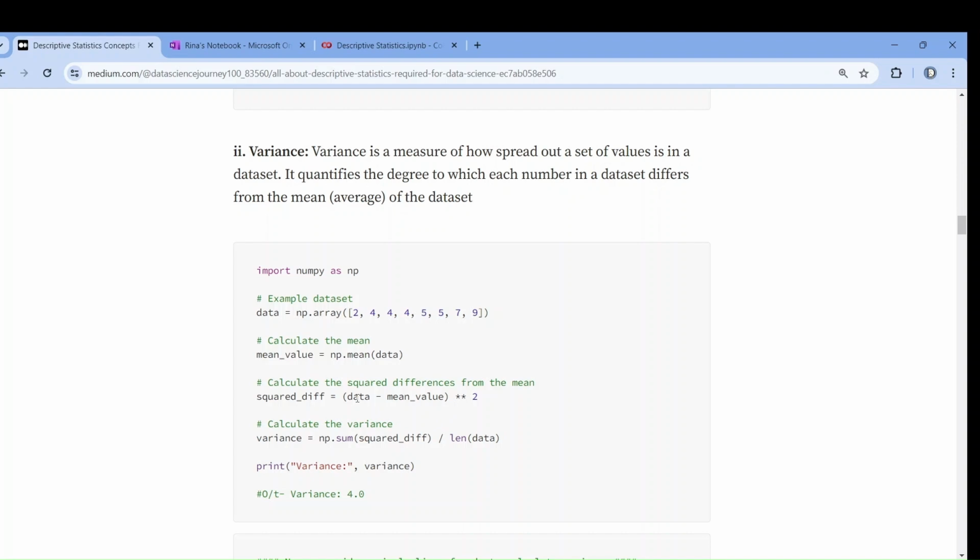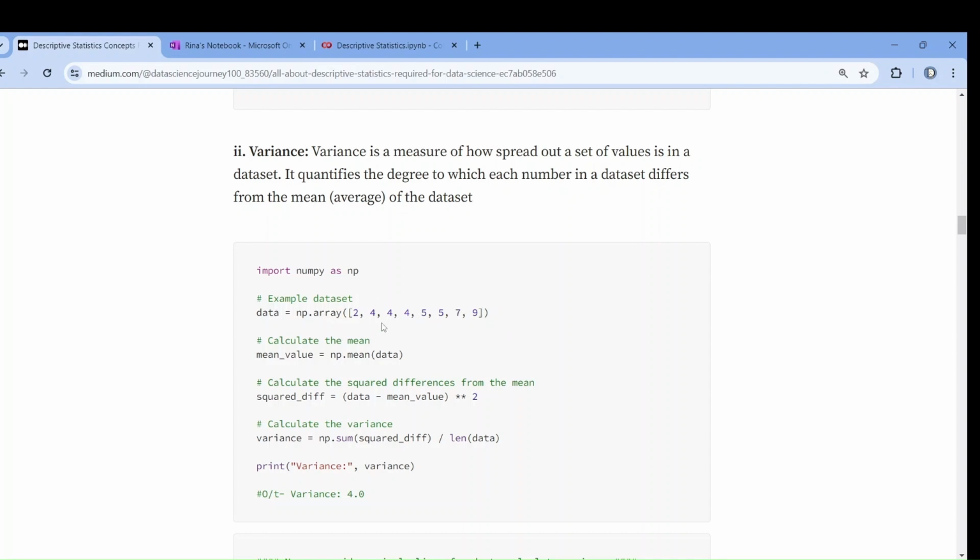Now a simple question I can ask you: we can simply subtract this, but why are we making a square? We want to know how much it differs, so we can simply subtract. But why square? Because see, first it is giving us negative numbers. 2 minus 5 is minus 3. 4 minus 5 is minus 1. Minus 1, minus 1. 0, 0, 2, 4. Here it is giving positive numbers.